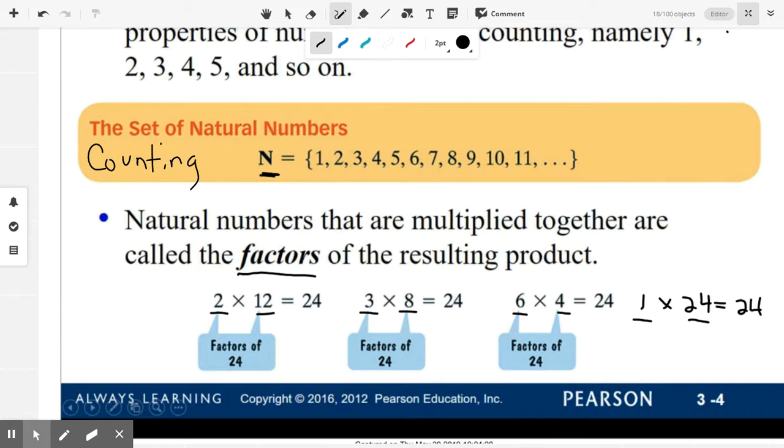All right. So 24 is one of these numbers that has several sets of factors. 2 and 12 are factors of 24 because they multiply together to give me 24. So 2 is a factor, 12 is a factor. 3 is a factor of 24, 8 is a factor of 24 because 3 times 8 is 24. 6 and 4 are factors of 24. All right. Other factors of 24 are 1 and 24.